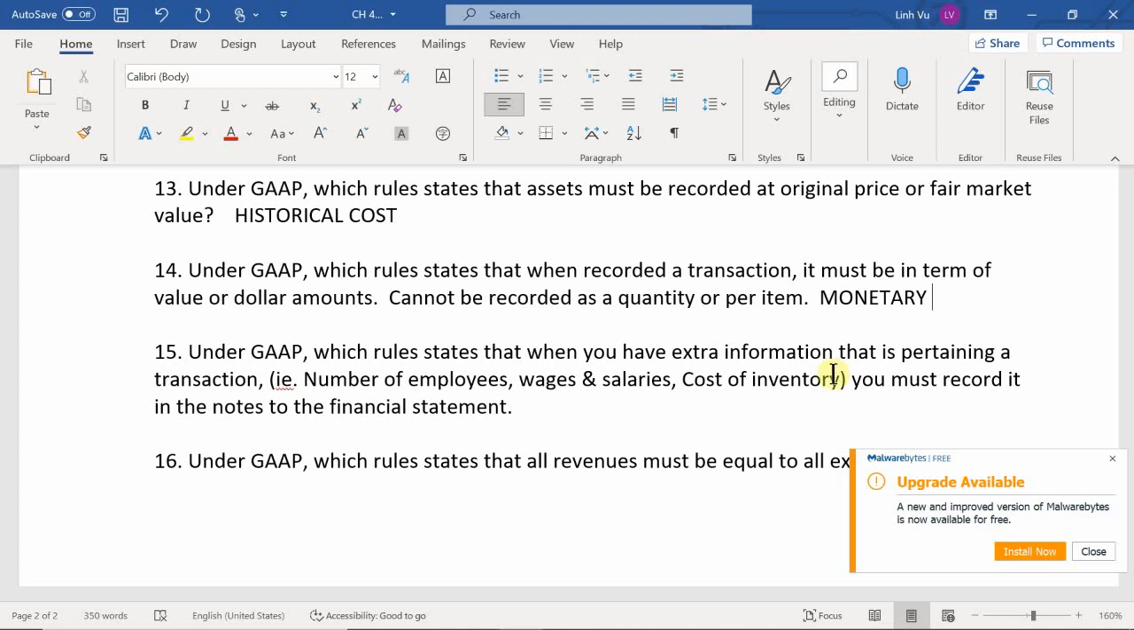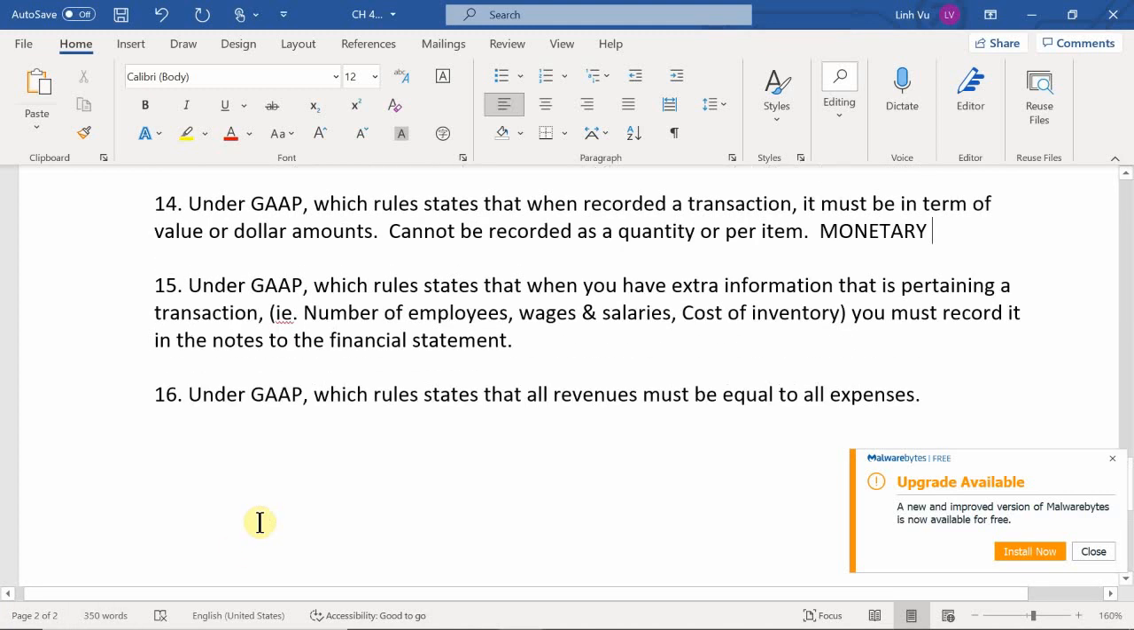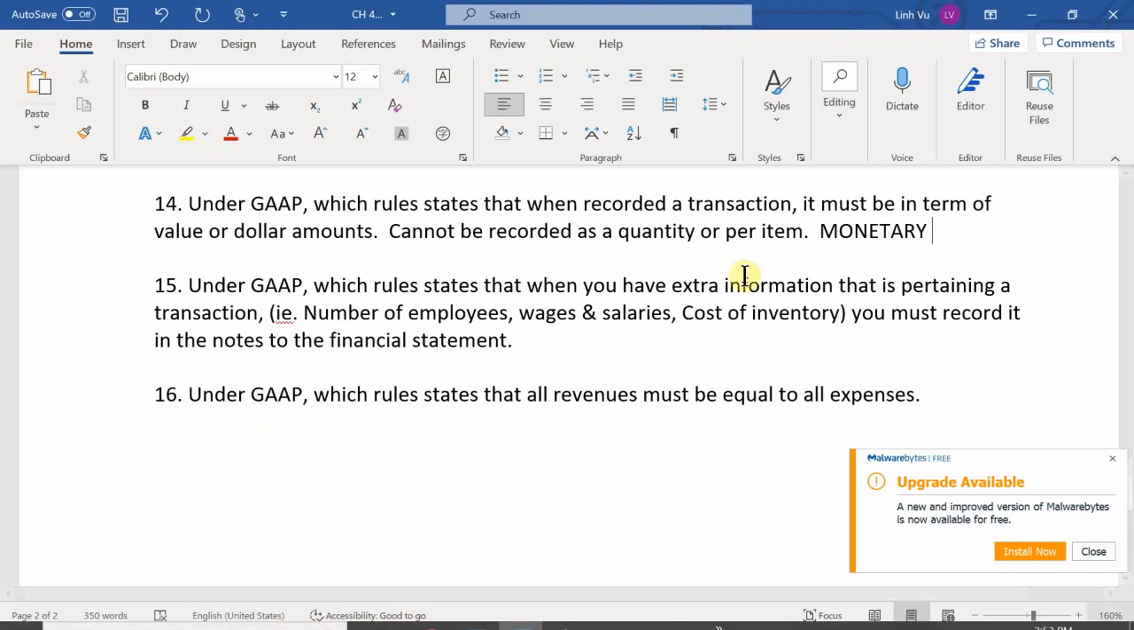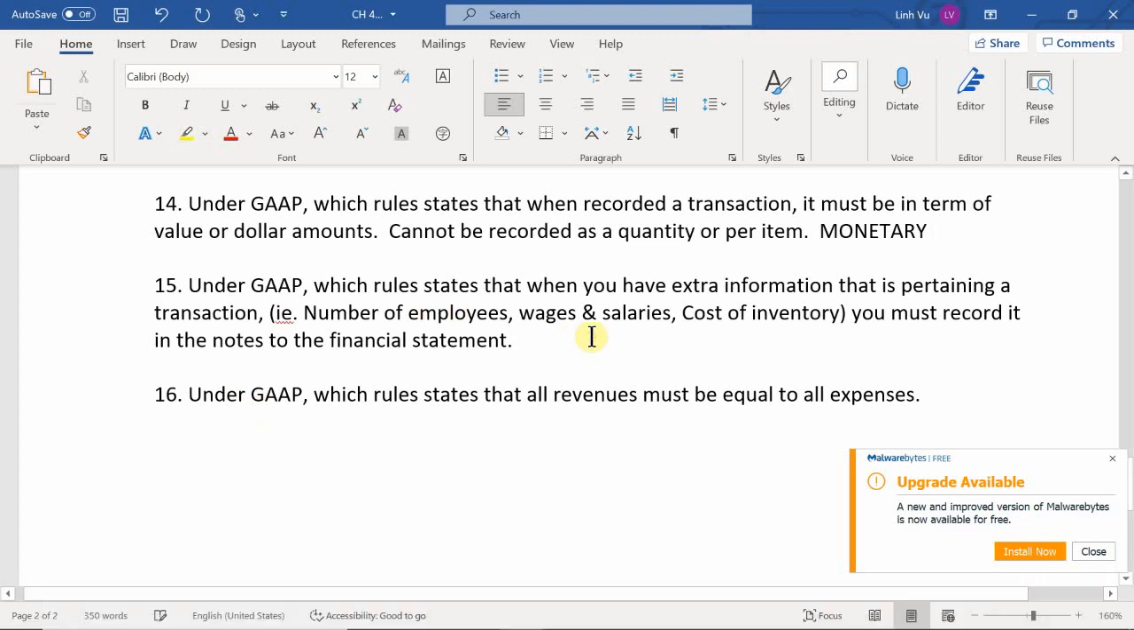Okay, number 15. Under GAAP, which rule states that when you have extra information pertaining to a transaction, for example number of employees, wages and salaries, cost of inventory, you must record it in the notes to the financial statements? Is it a constraint and modifying convention?